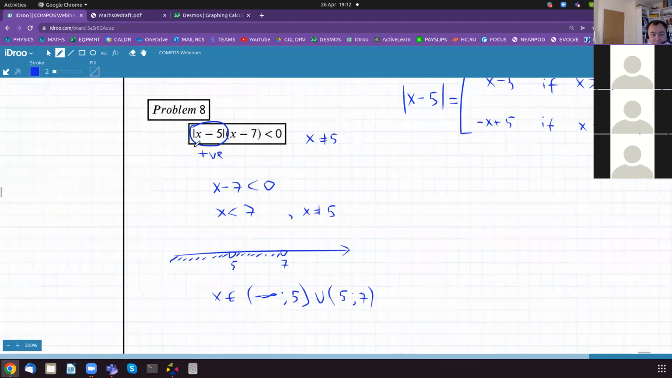So as long as it is positive, we are allowed to ignore it. And it is positive everywhere except 5. And 5 has to be excluded from the interval because it's not a solution. So x can be any number between minus infinity and 5, and from 5 to 7.